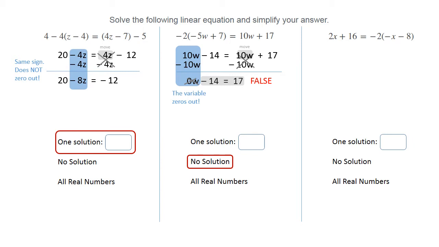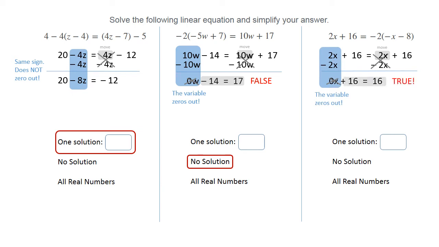The third thing that can happen is during your work, you're moving a variable, the variable zeroes out, and the numbers are equal to each other. That's true, and when that happens, it's all real numbers. So these are the three cases.